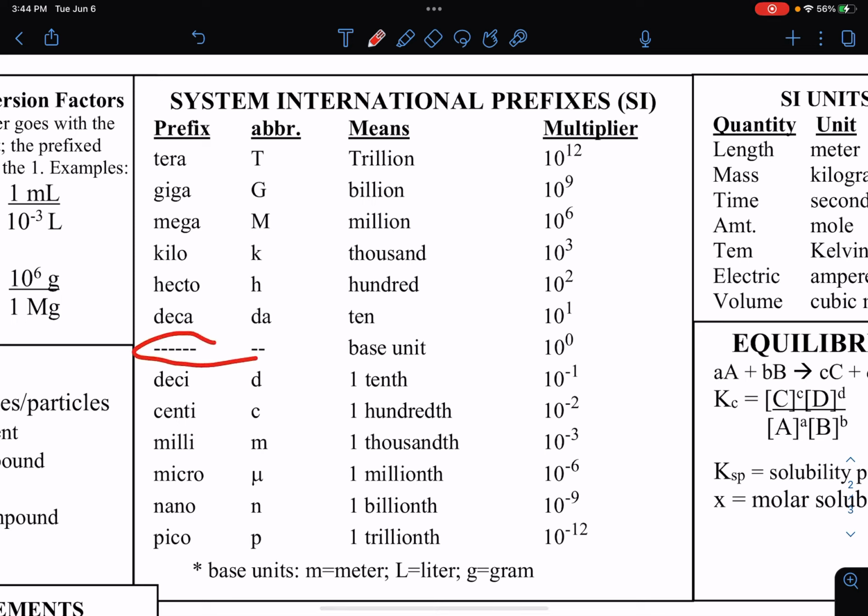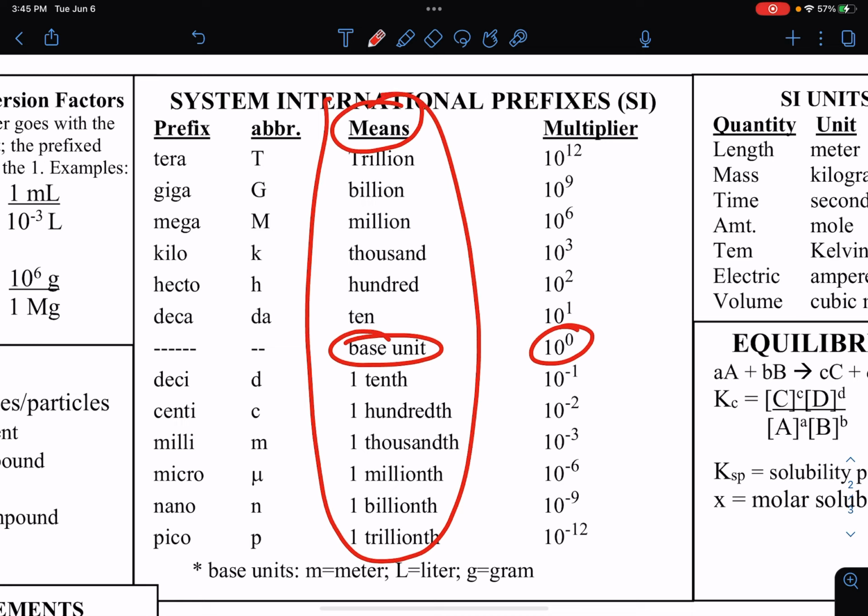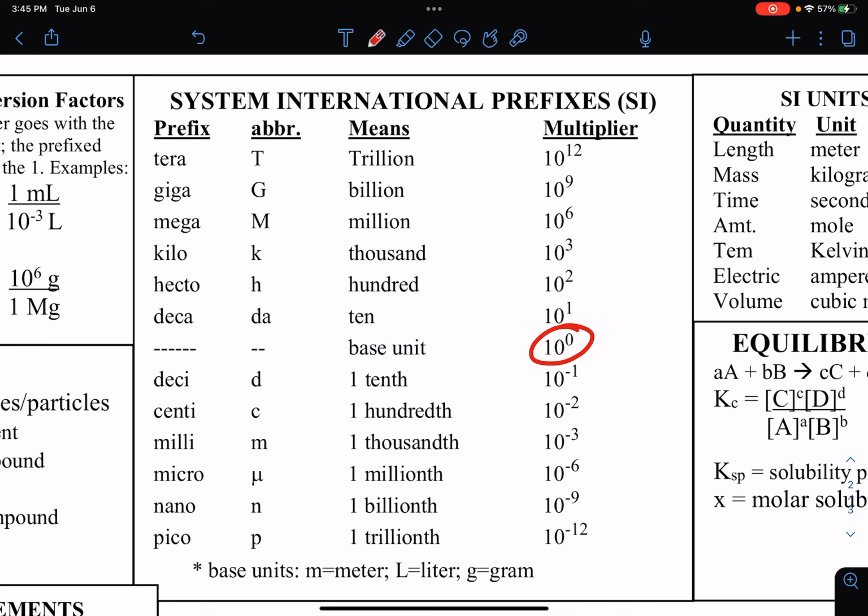These are what we call the base units. They just are written here with dashes, but that means when you have only one of the unit, 1 gram or 1 liter or 1 meter. We call them the base units, and the multiplier is 10 to the 0. If you were to type into your calculator 10 to the 0, that equals 1. The means column, all of these here, is the concept behind the prefix. So a milli is the prefix, and it means a thousandth. A thousandth of a meter is 1 millimeter.